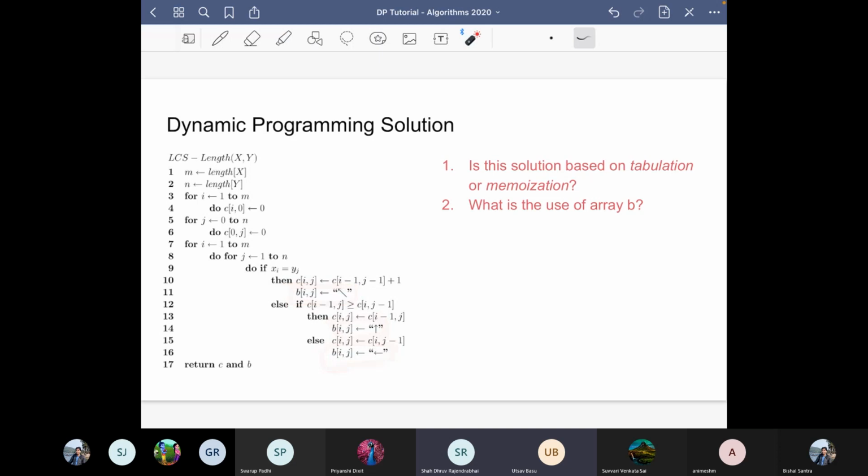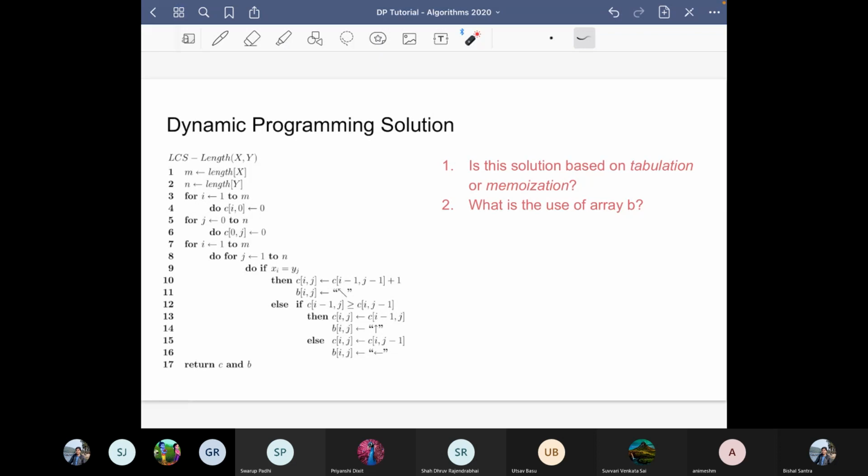Right. So this will tell us that we can actually write out the LCS. Exactly, we need this B matrix to write down the LCS. The C matrix only gives you the length of the LCS, right? But we also need the solution, the actual LCS. So for that we need the B matrix.